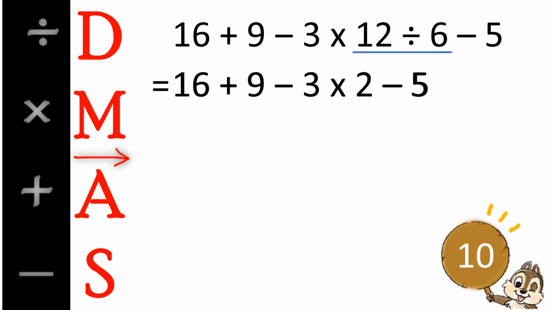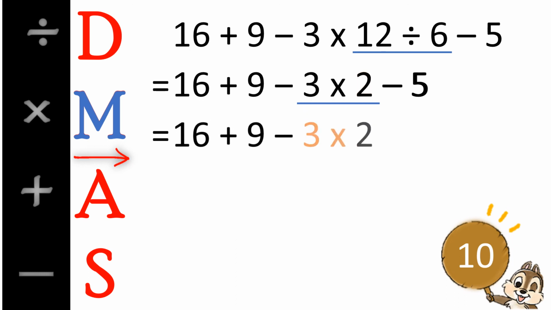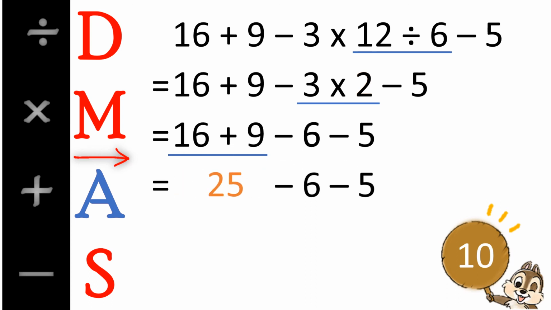Next, what we have to do? Yes, multiplication. So write 16 plus 9 and minus sign as it is. And do the multiplication. 3 2s are 6. Then write minus 5 as it is. So we have 16 plus 9 minus 6 minus 5. Then what we have to do? Yes, addition. So do the addition. 16 plus 9 is equal to 25. Then write minus 6 minus 5 as it is.